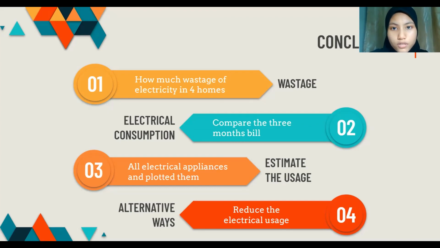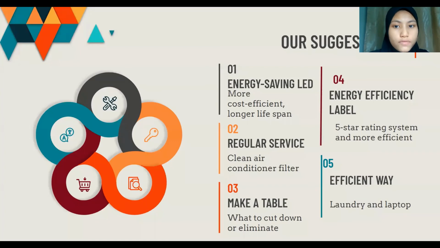So we're going to the next slide. The next slide is our suggestions. The first one is using energy saving LED instead of fluorescent light. This eco-friendly light typically uses 25% to 80% less energy than fluorescent light and can last 3 to 35 times longer, saving hundreds of ringgits in the long run.